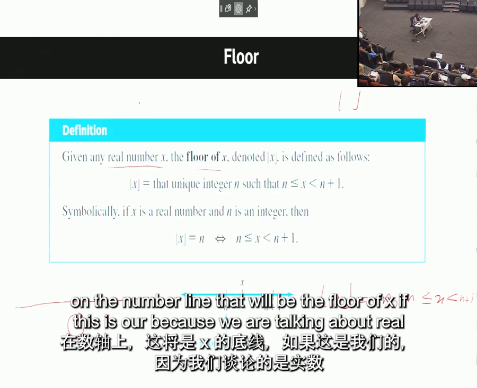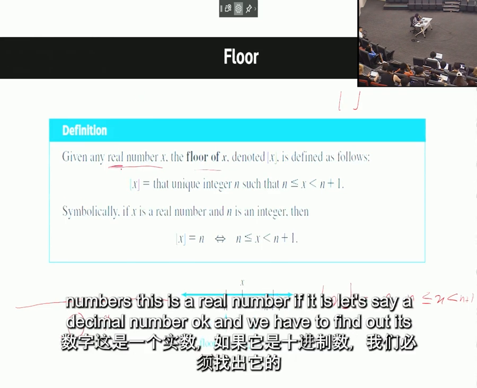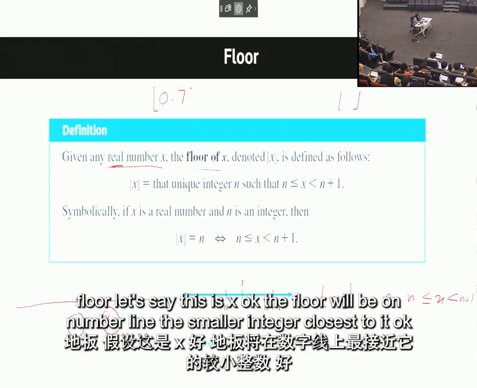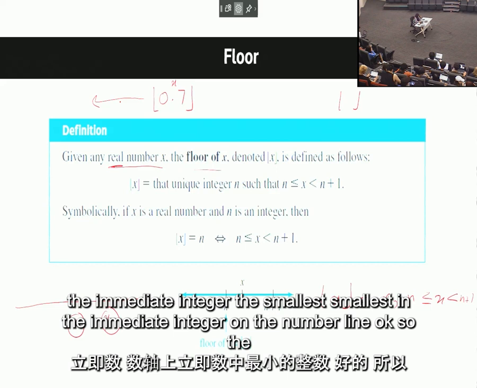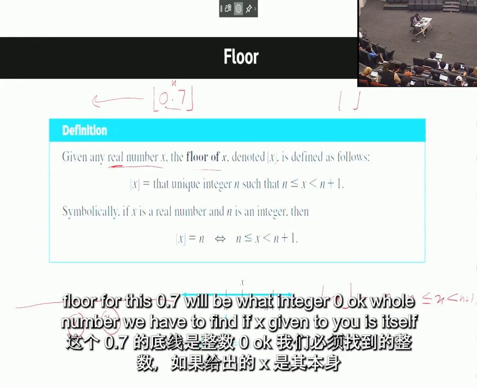Because we are talking about real numbers, if it is, let's say, a decimal number and we have to find out its floor, let's say this is x, the floor will be, on the number line, the smaller integer closest to it, the immediate integer on the left. So the floor for this 0.7 will be what? Integer 0. Whole number we have to find.